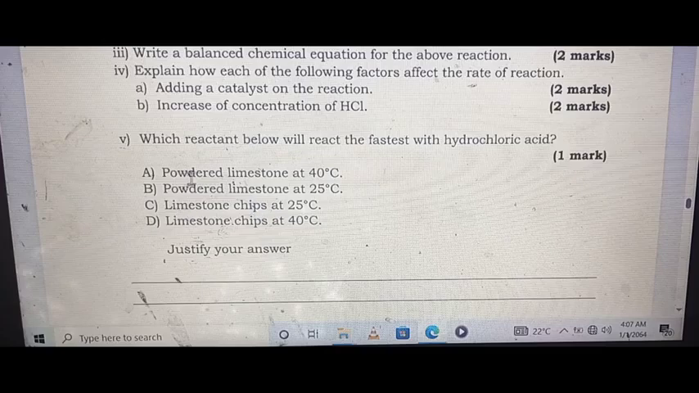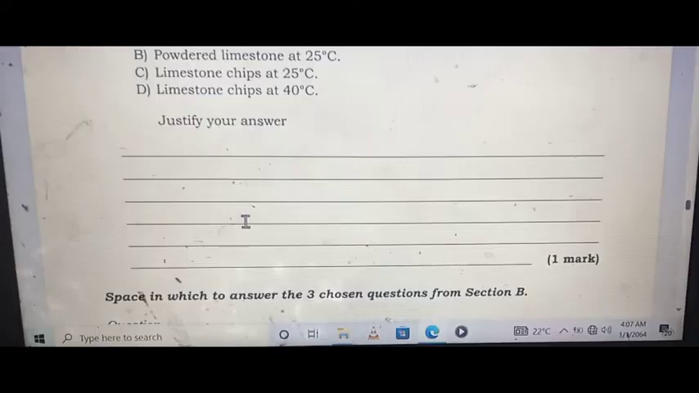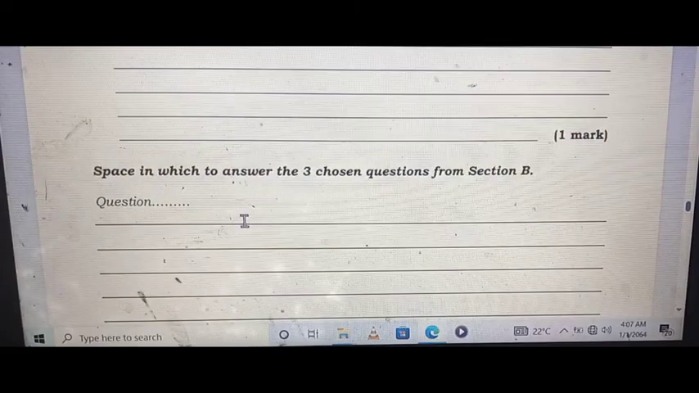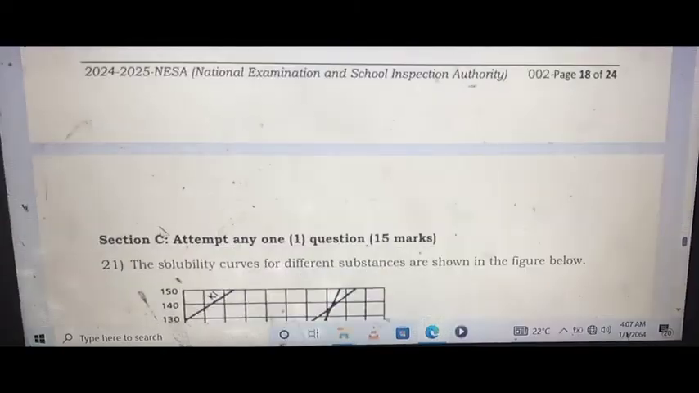The correct answer is letter A. Powdered limestone at 40 degrees Celsius, because of higher temperature and the larger surface area. This is the end of section B. Let's continue with section C.